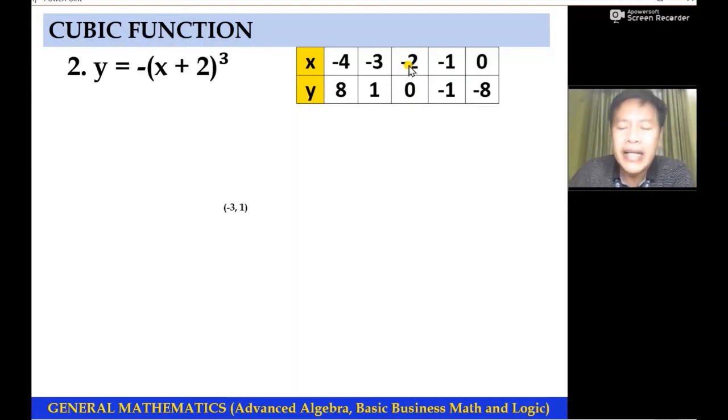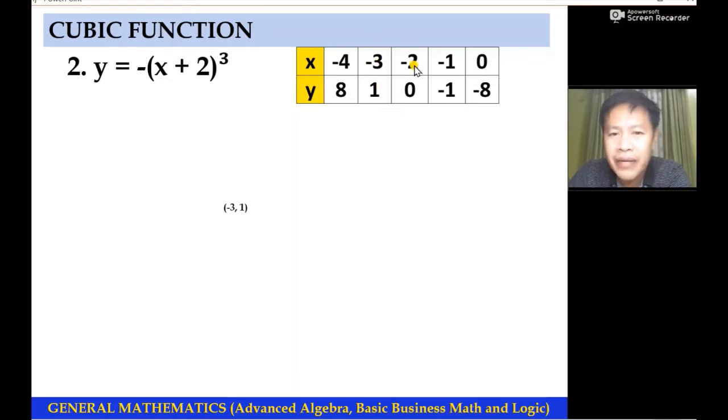After that, the abscissa of the point of symmetry is negative 2. Therefore, negative 2 minus 1 is negative 3. Negative 3 minus 1 is negative 4. Here, negative 2 plus 1 is negative 1. Negative 1 plus 1 is 0. Then solve for the value of y.